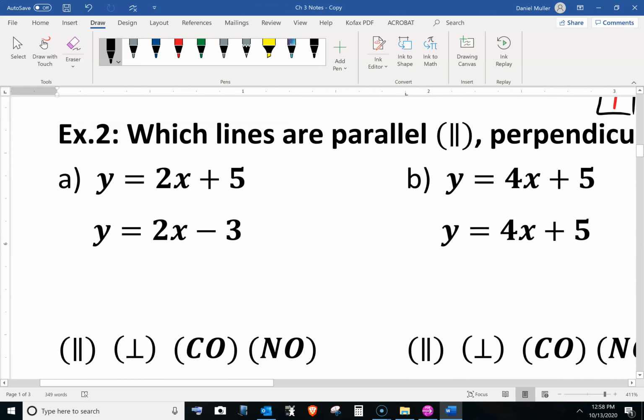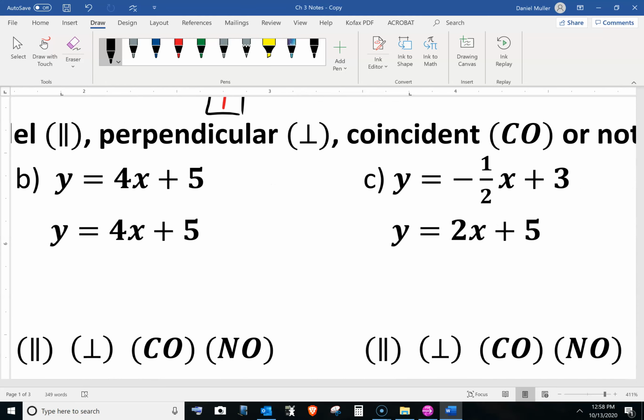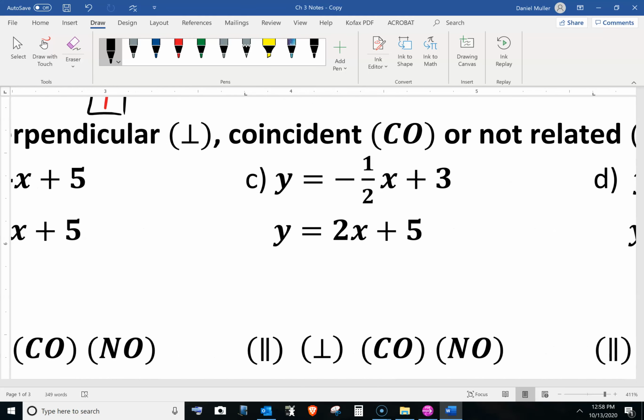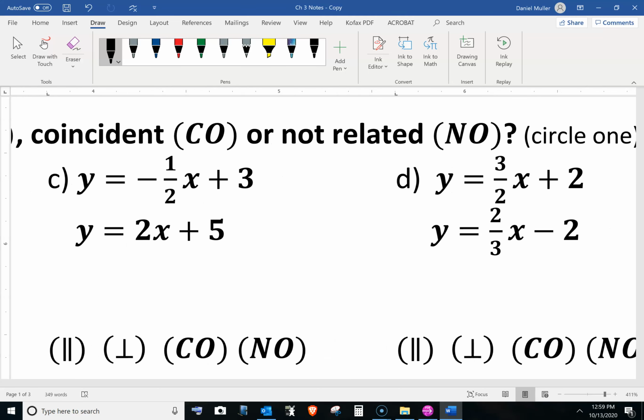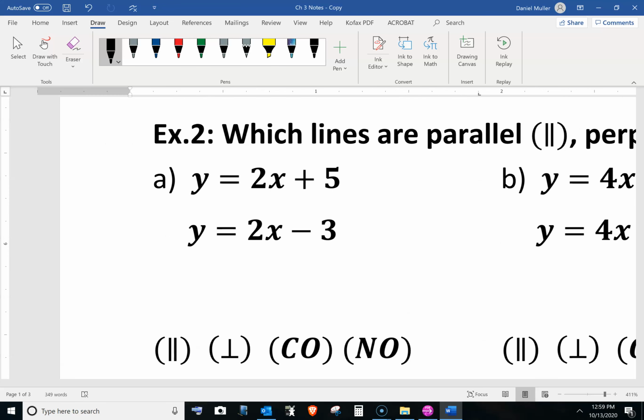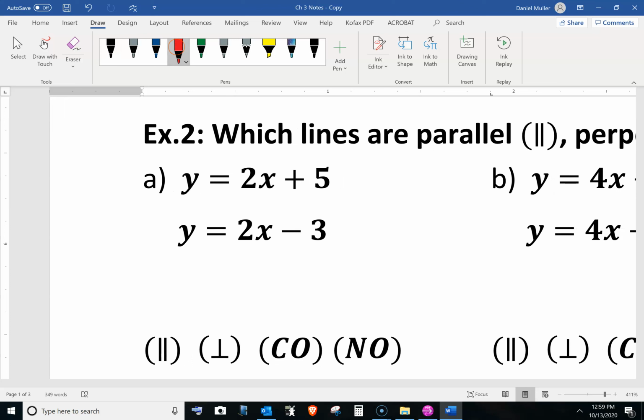So now what it wants us to do is which of these lines are parallel, perpendicular, coincident, which we just write CO, that just means that they're identical, or not related. So the first ones are going to be a little bit easier, and then the other ones are going to require some algebra, and we can try to figure it out that way. So let's take a look here. For here, my slope is 2, and here my slope is 2. So the slopes are the same, so we will circle, hey, these are parallel.